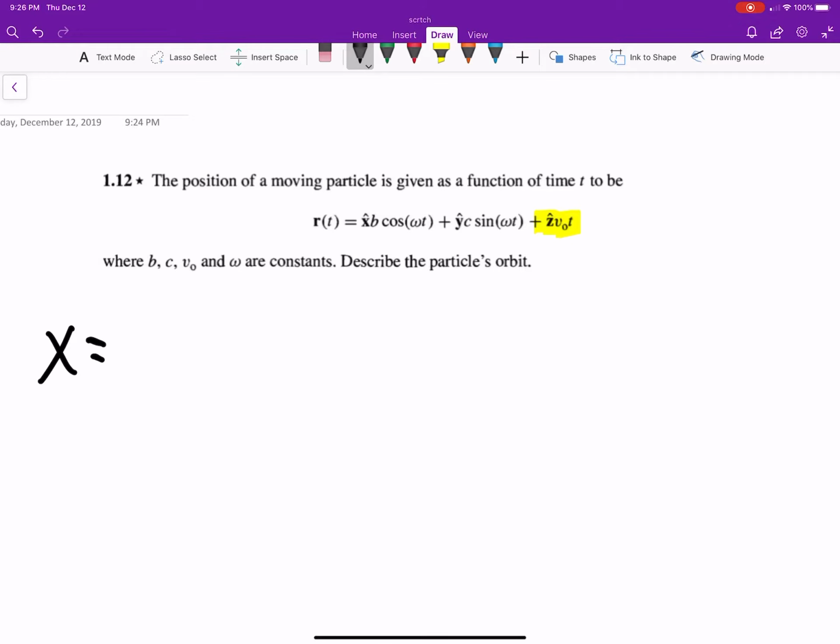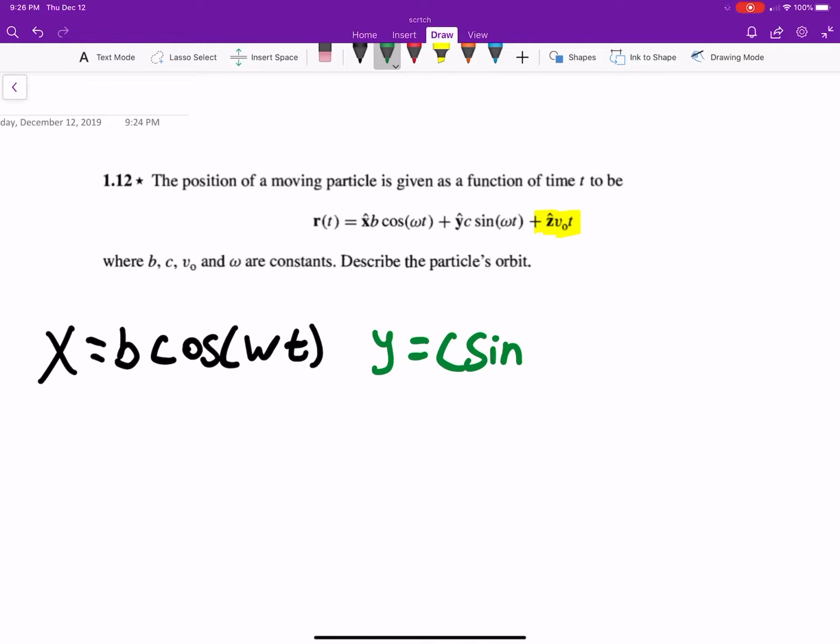So I'm not going to repeat too much, but we know the x component is going to be b cosine of omega t, the y component is going to be c sine omega t, and now with just the one additional addition, z is equal to v naught times t.